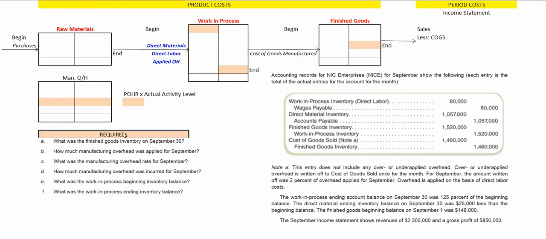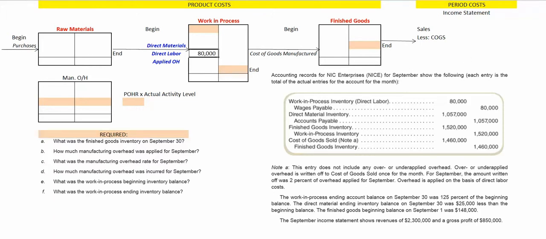In this exercise, we need to calculate and find the missing values indicated in the peach color. That's our requirement. And we are given the following information regarding NIC enterprises. The first thing we have are some journal entries that were processed during the year, and then some additional information. The first step is to record these journal entries in our cost flow diagrams.